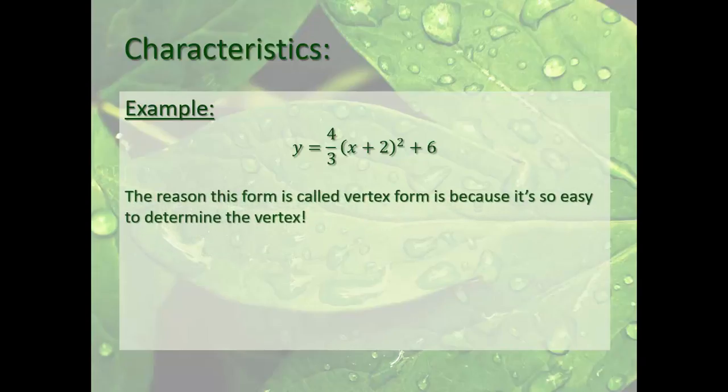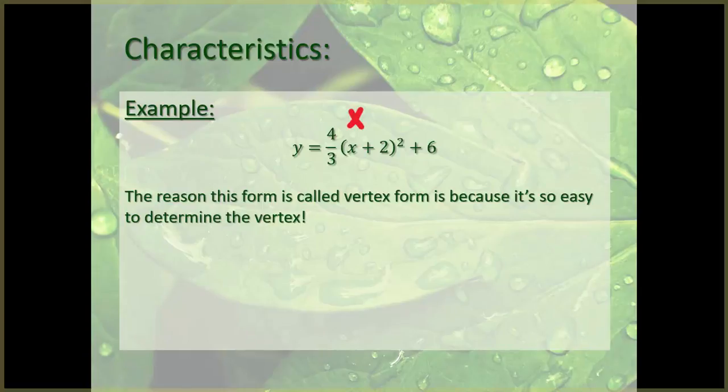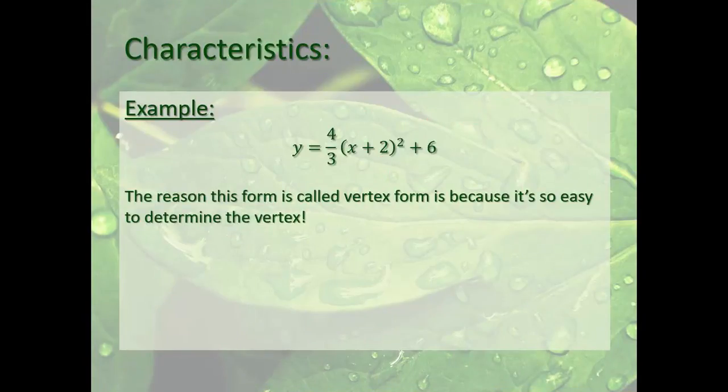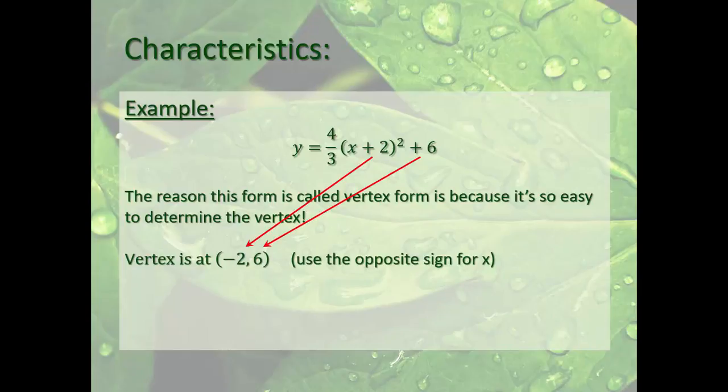Well, hopefully you noticed that this one is in vertex form. And this one's actually very, very easy. Remember, the formula is normally x minus h and plus k. And since this is a plus 2, that must mean our h was negative 2. So our vertex is at (negative 2, 6), and the axis of symmetry, obviously, x equals negative 2.